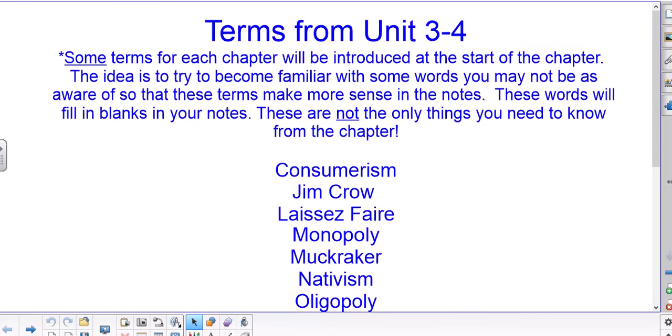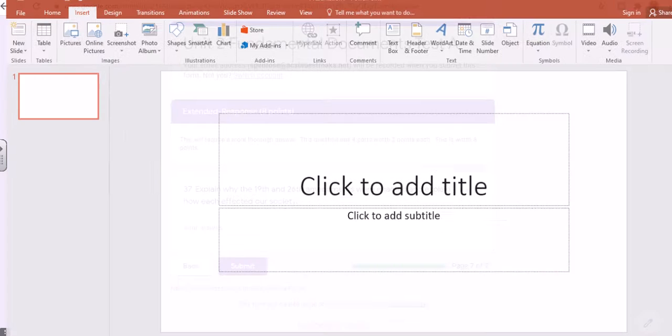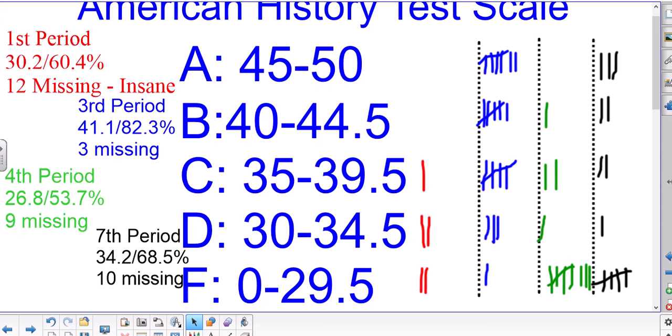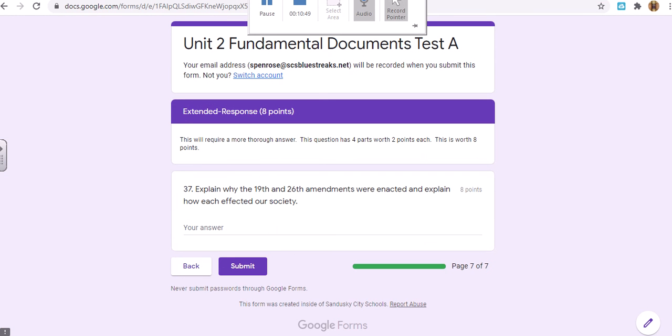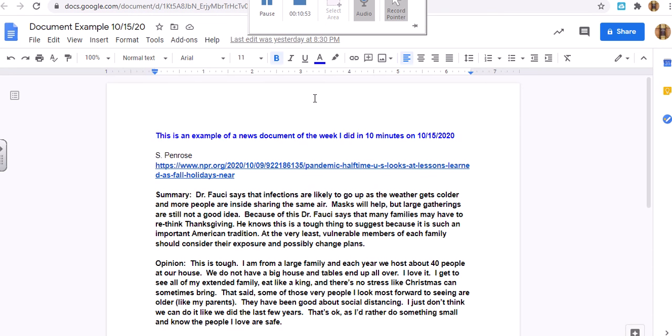So let's remind ourselves, whoops, let me go to the right thing. Oh no, wrong paper. Hold on. There we go. This is an example of one that I wrote up real quick. And I wanted to show you some of the things that make it easier for me to grade and for you to write. Okay, so this is how you do a news document of the week. I literally did this in 10 minutes yesterday.